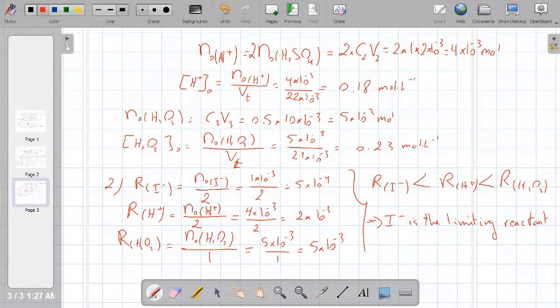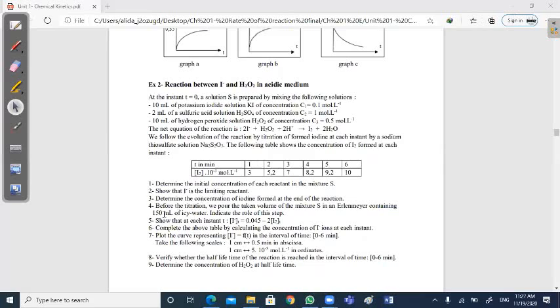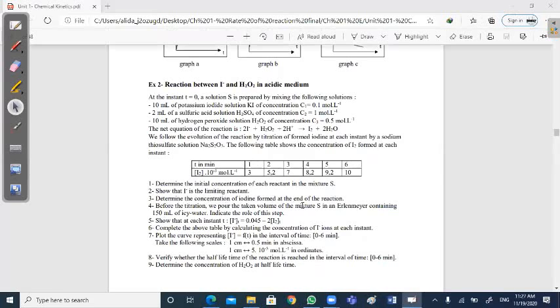Okay. Now, part 3: determine the concentration of iodine formed at the end of the reaction.